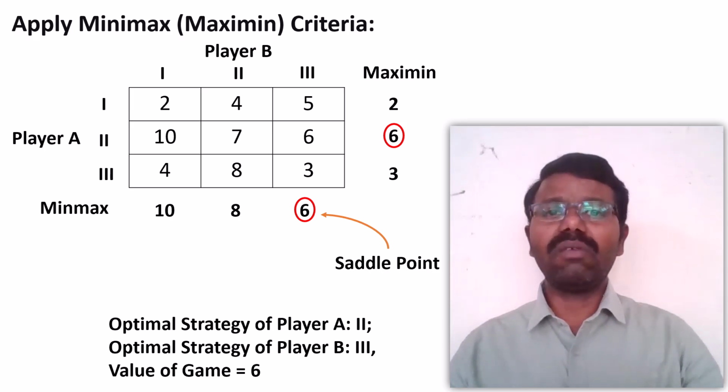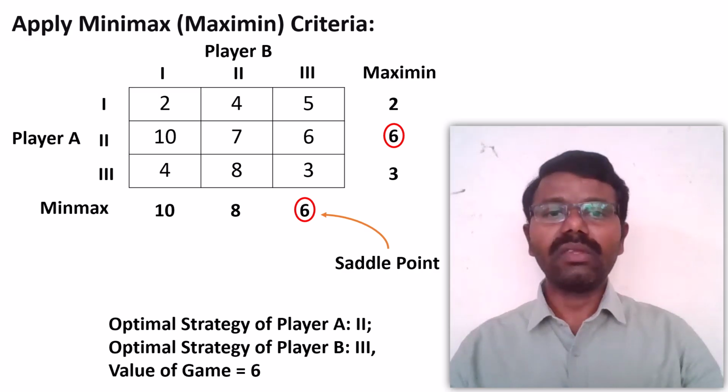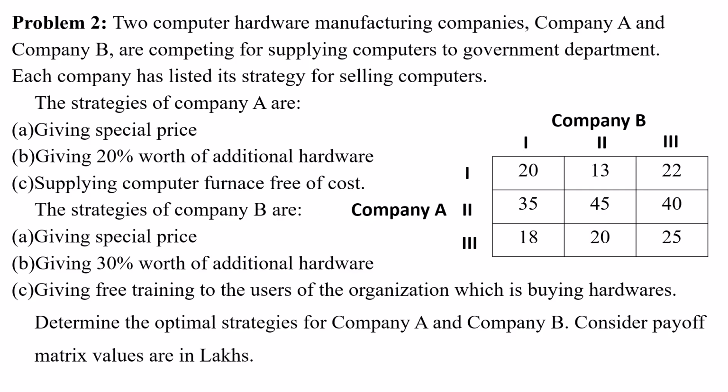So let us see one more problem, an industrial problem, so that we will be able to understand selecting the strategies more clearly. Try to read this problem. There are two companies. These are two computer hardware manufacturing companies. Company A and company B are competing for supplying computers to a government department. Each company has listed its strategies for selling computers. If they give more offers, people will be attracted, and their computers will be sold very easily. That is why they have taken these three strategies for each company.